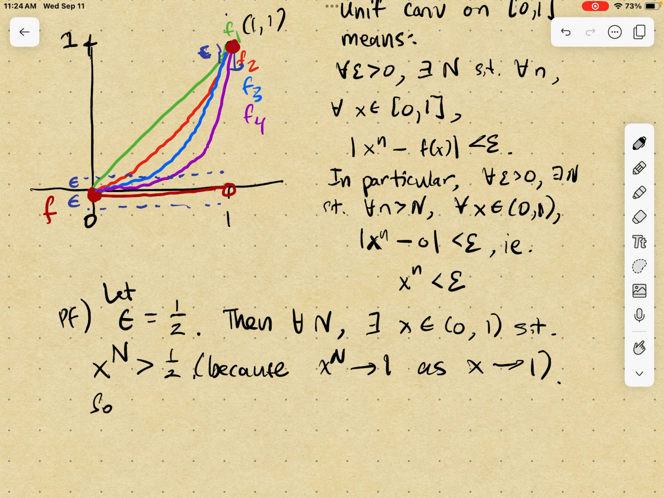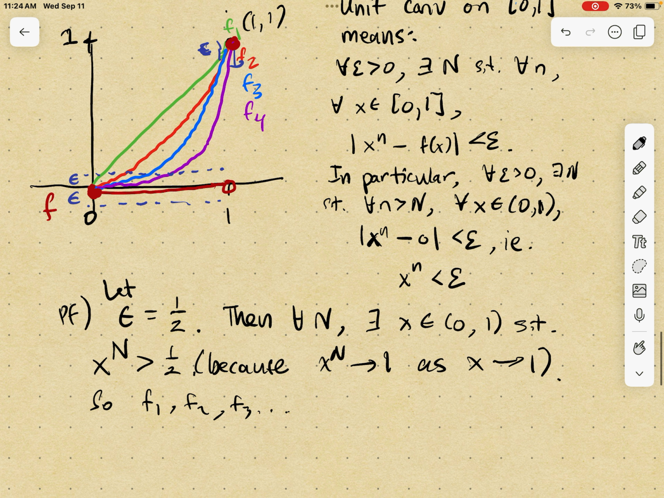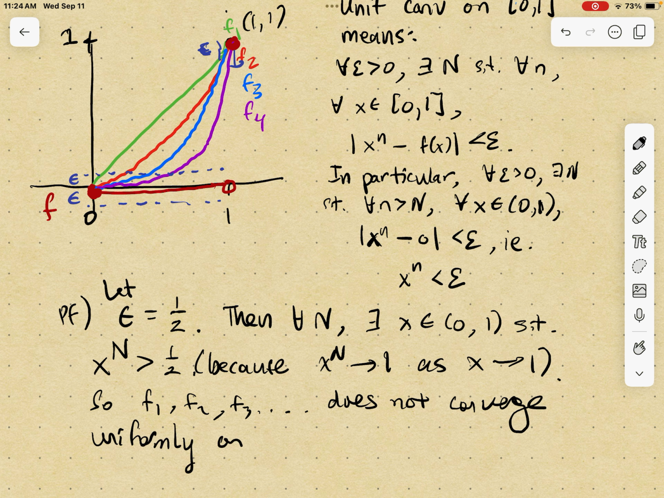So the sequence does not converge uniformly. Actually, we showed that it doesn't converge uniformly on the open interval from 0 to 1. And hence it does not converge uniformly on the closed interval from 0 to 1. I mean, if it converges uniformly on the closed interval, it would have to converge uniformly on the open interval also, by definition of uniform convergence. And so that's the proof.